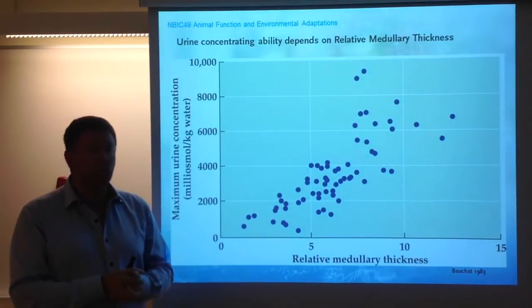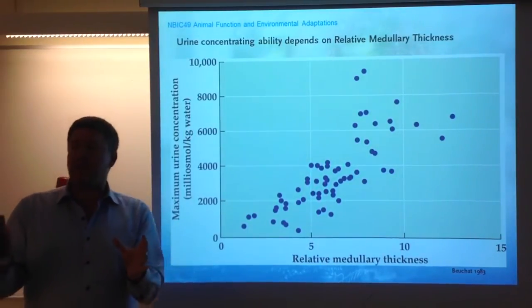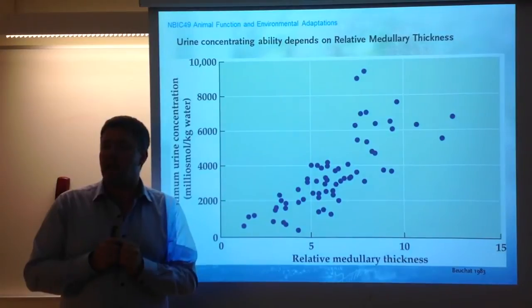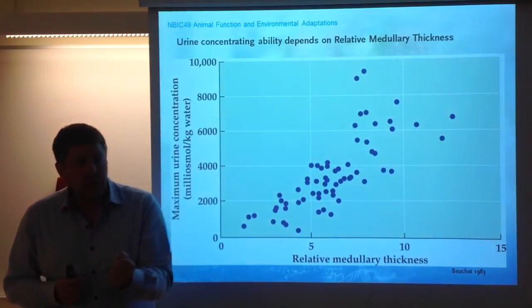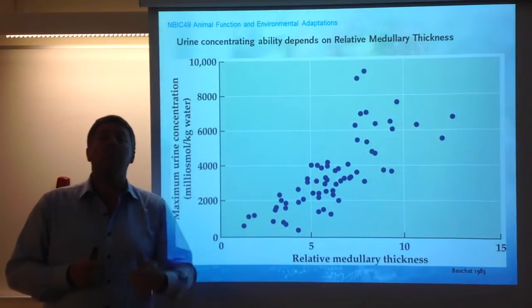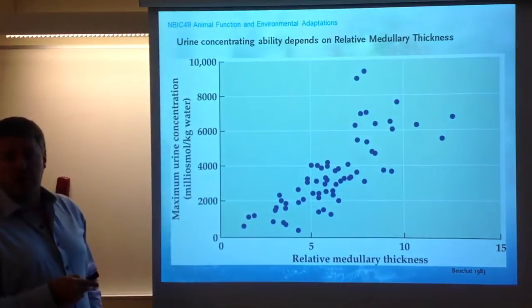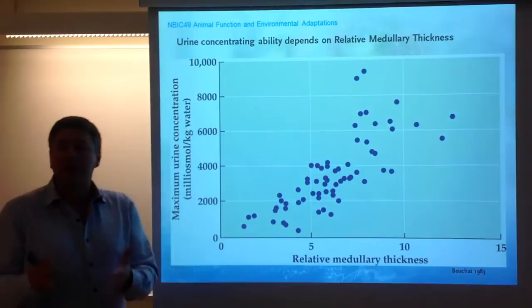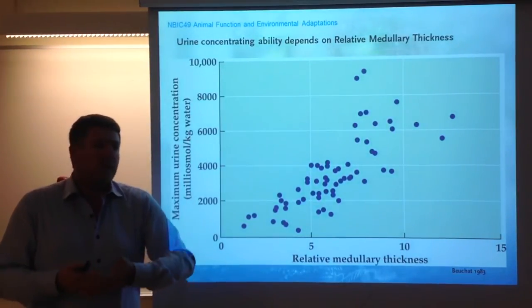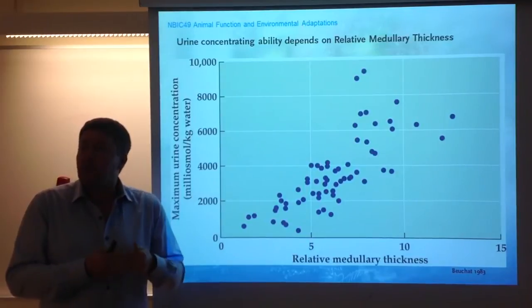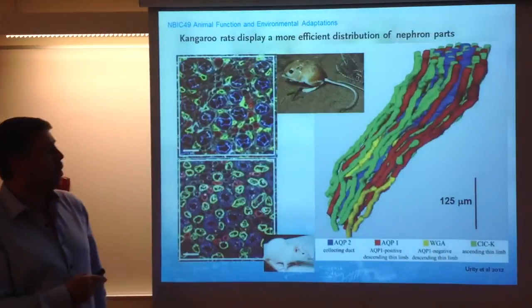more concentrated urine. The basic mechanism is the same in humans as it is in the kangaroo rat, at least for all we know, and that is dependent on vasopressin. It is vasopressin that will maximize the urine concentration. But the potential is larger in the kangaroo rat in comparison to the lab rat, simply because the renal medullary thickness is much longer.